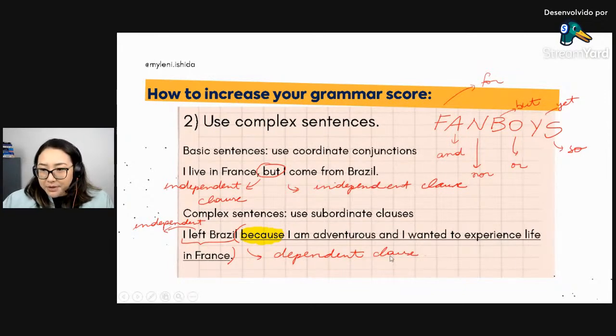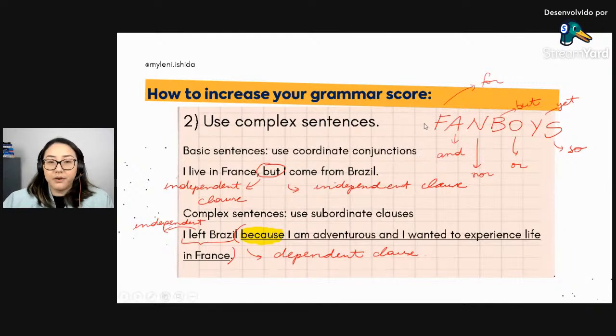So far so good. Let me see your comments here. Hannah said, I enjoy spending my time with my son and my husband. Nice, great, that's it. So this is your sentence. Take Hannah's example: I enjoy spending my time with my son and my husband. This is a basic sentence, right? This is basic because I don't have a dependent clause. Okay, the example that I gave there.